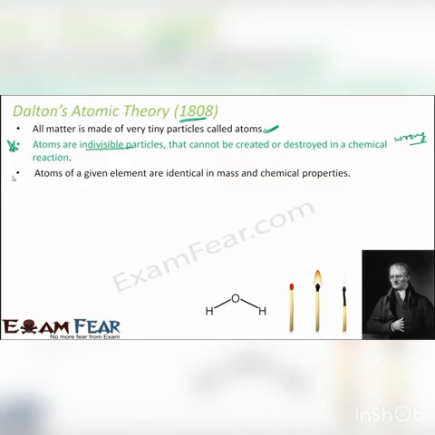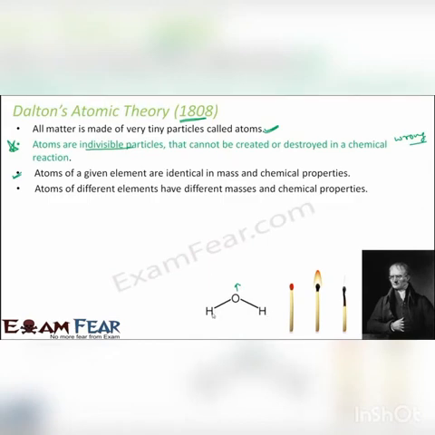But apart from that, this theory is also correct. They have identical mass and chemical property. We talk about the atom of oxygen, it will always have some particular weight, and it will have identical mass and chemical property. Atoms of different elements have different mass and different chemical properties. These are actually both similar, right? It says that atoms of a given element have identical mass and identical chemical property, and atoms of a different element have different mass and chemical property.